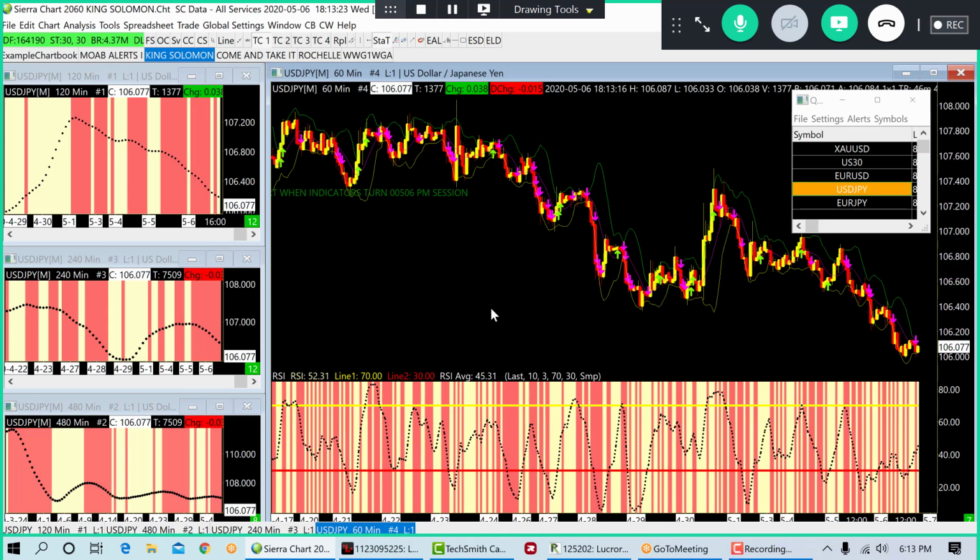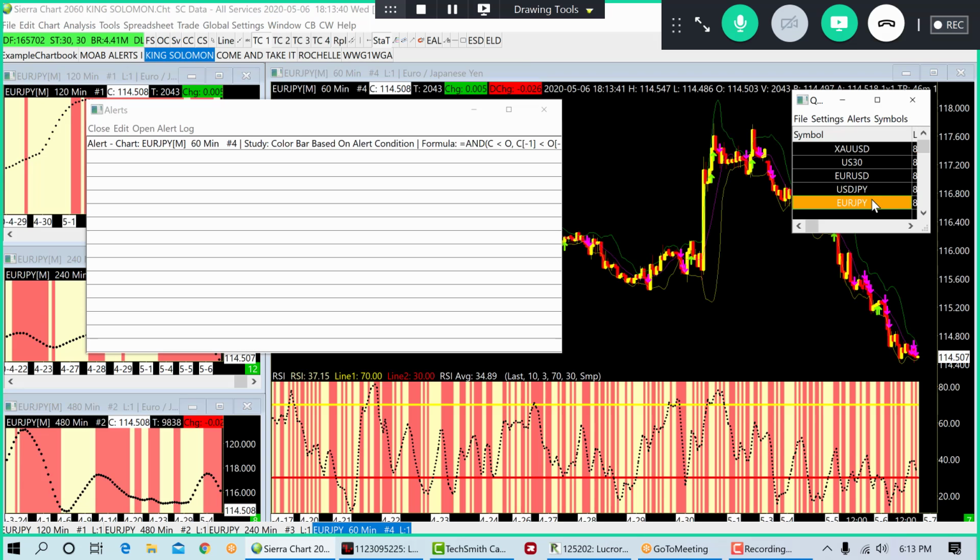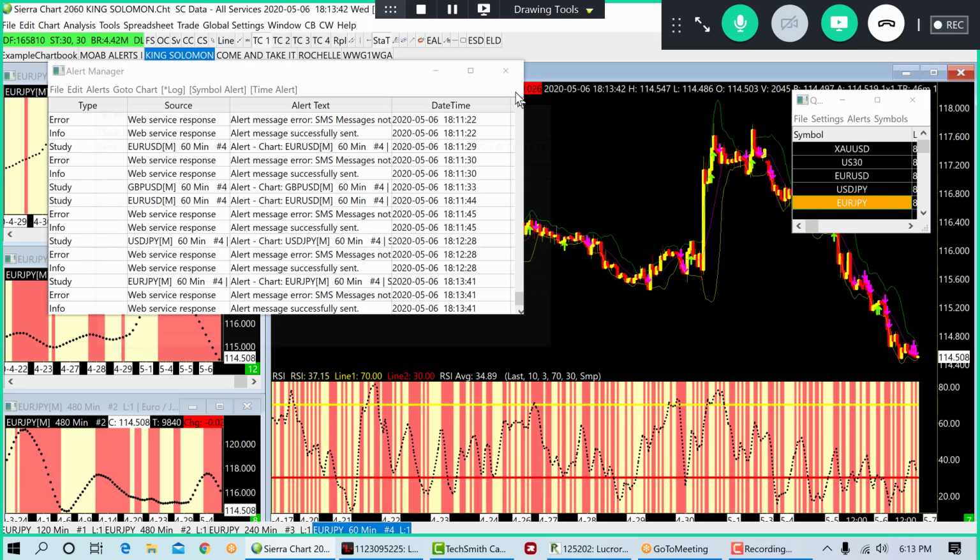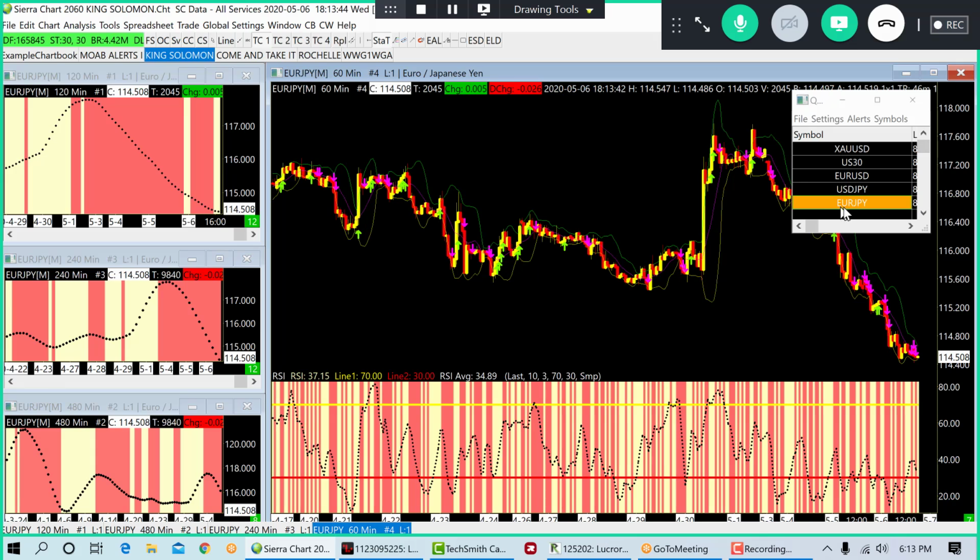So how do the indicators work? They work on pressures. They work on a lot of different things, algorithms, all types of high-level stuff. So we figured it out, and so far we're doing very well with this. It works. It was ready to take to market. So let's look at Euro JPY. Euro Yen is the nickname.